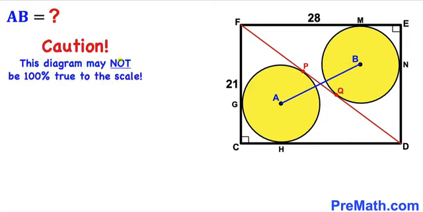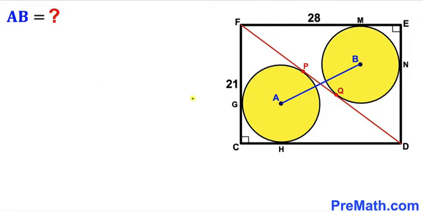And please keep in mind that this figure may not be 100% true to scale. Let's go ahead and get started. And here's our very first step. We can see that we are dealing with this rectangle CDEF. So therefore, this side length EF is going to be equal to this side length CD. If this side length is 28, this has got to be 28 as well.